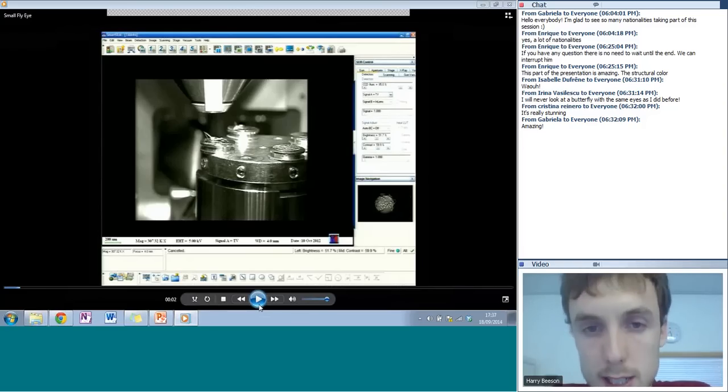So you can see the electron gun is that cone at the top of the screen, and then underneath, sitting on what we call stubs, are the samples we're looking at, and that's on the base that you can rotate to move around the sample. And the fly that we're looking at is what's been stuck down on top of the stub underneath the electron gun.